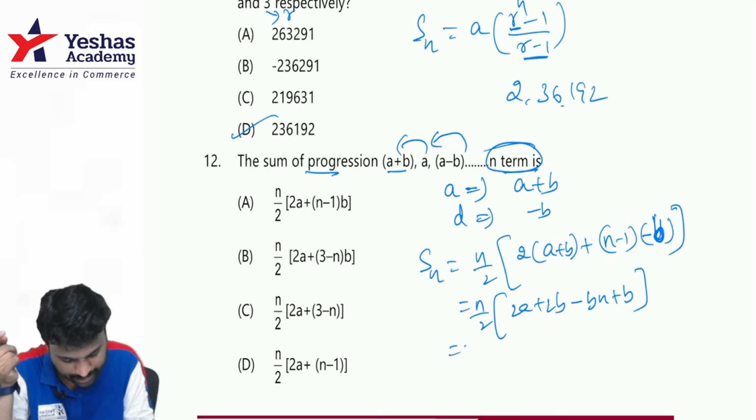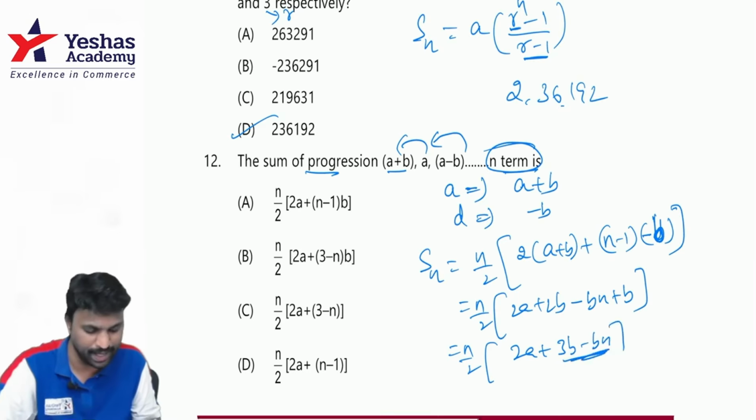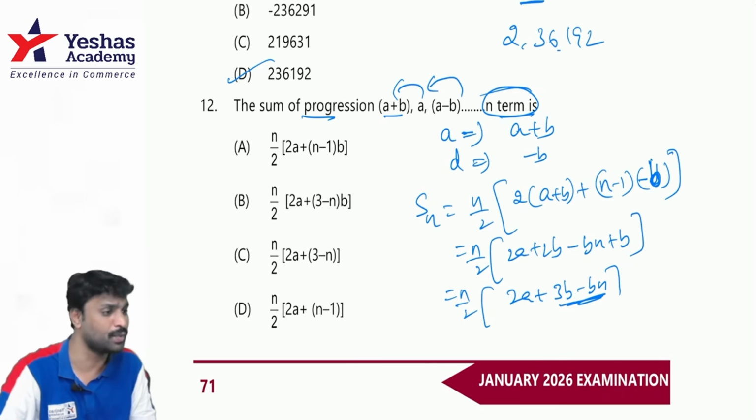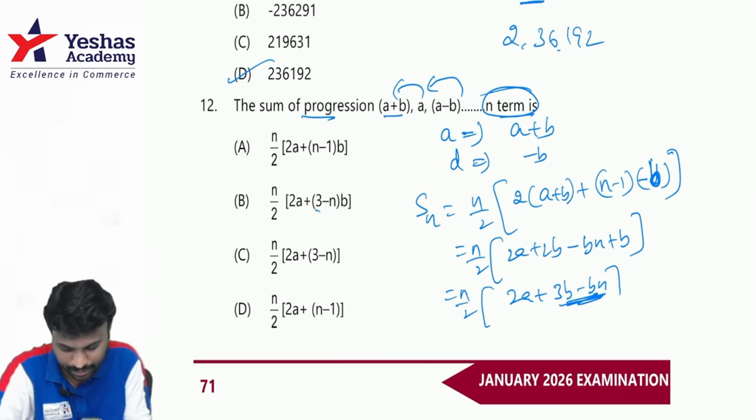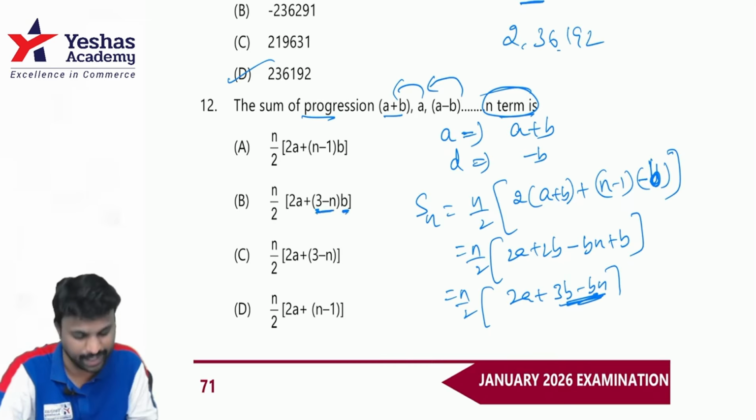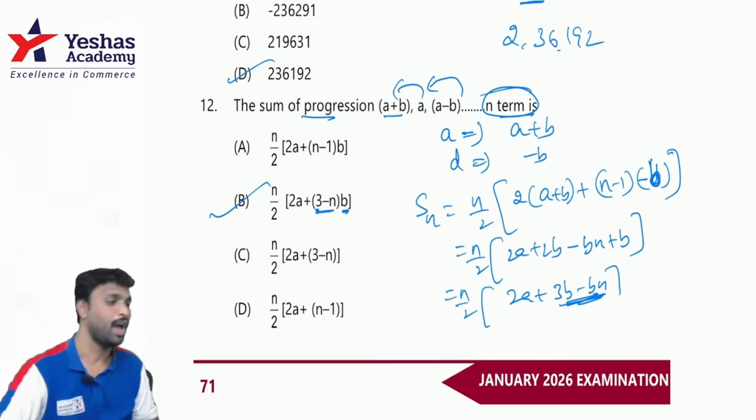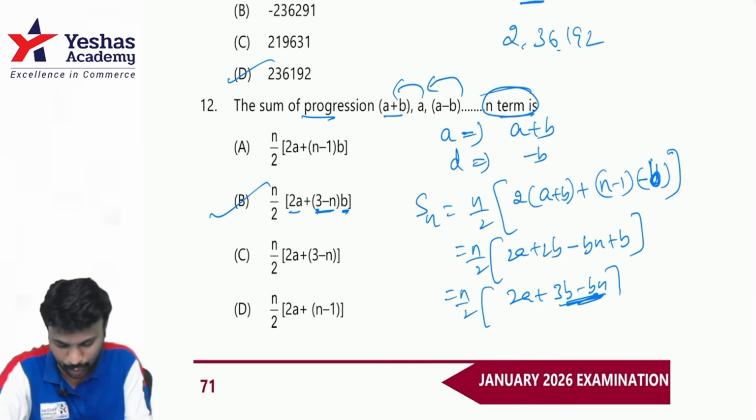Now guys, what will happen? It's n by 2, 2a plus 3b minus bn. Guys, if I take b outside, isn't it 3 minus 1 within the bracket? That means 3 minus n within the bracket. If I take b out, that means it's clearly option D. N by 2 into 2a.